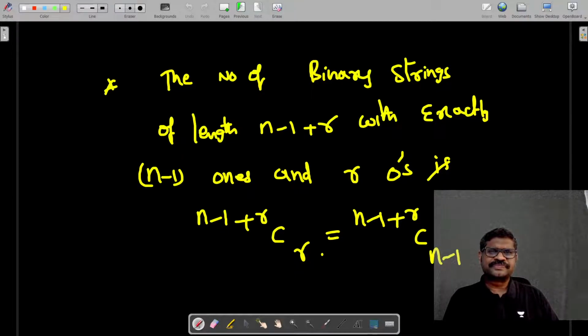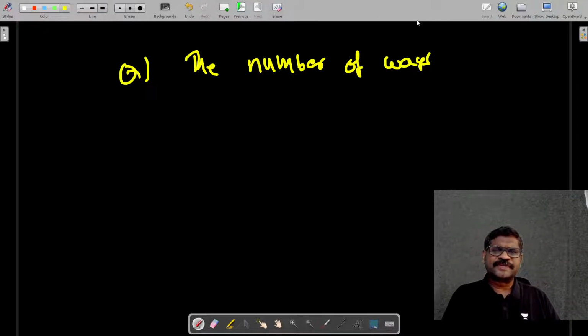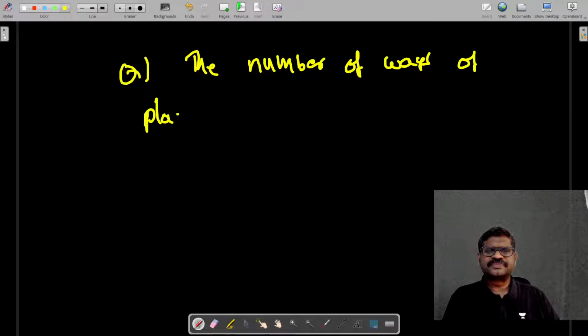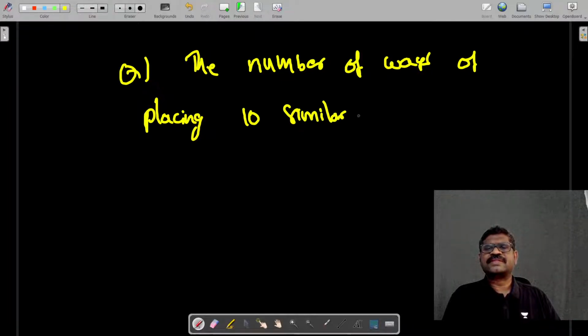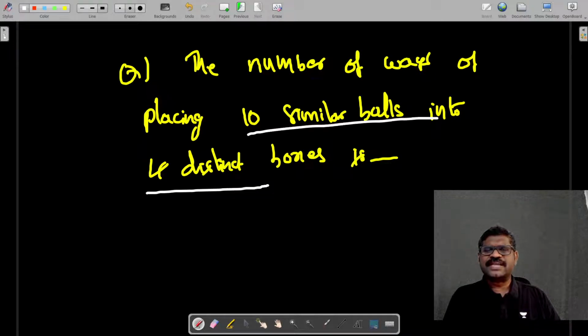Now, problem. The number of ways of placing 10 similar balls into 4 distinct boxes. So here boxes are distinct, balls are similar.